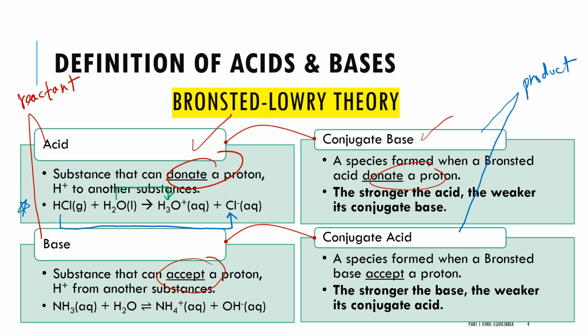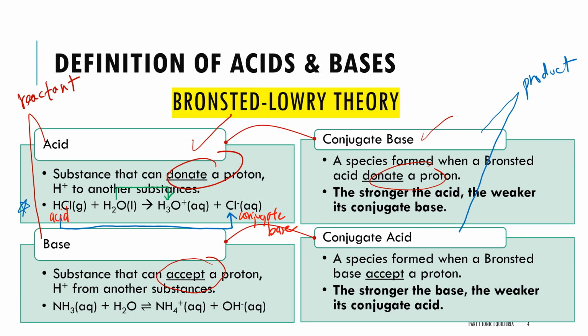So in HCl, at first we have one hydrogen. Sebelah kanan Cl minus, no hydrogen at all. So bermaksud HCl dah donate a proton. So bermaksud HCl ini adalah acid. So bila HCl dah donate proton to become Cl minus, Cl minus is the product. So maka this product, we call it as conjugate base. So pasangan dia bukan conjugate acid, conjugate base.